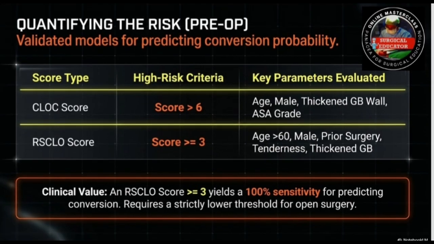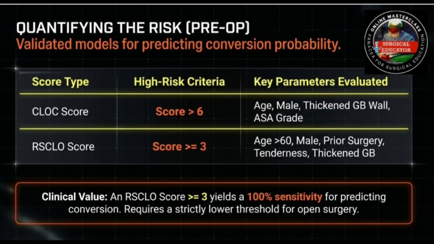A score greater than 6 is high risk. It evaluates age, male gender, thickened gallbladder wall, and the ASA grade. What exactly is an ASA grade? ASA stands for the American Society of Anesthesiologists. It's a physical status classification system.